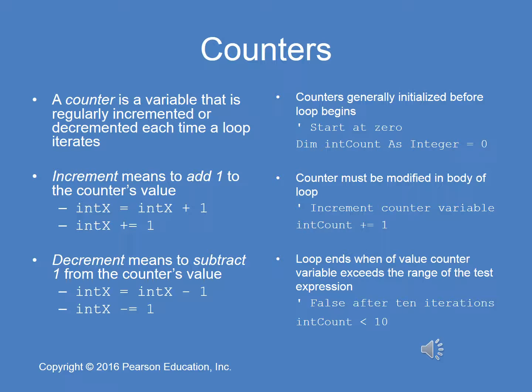And we could have structured the previous do while loop, set our counter to 10, and have it decrement by 1, and the Boolean expression would be while counter is greater than 0. And that would still give us 10 iterations with a decrement counter. Okay?